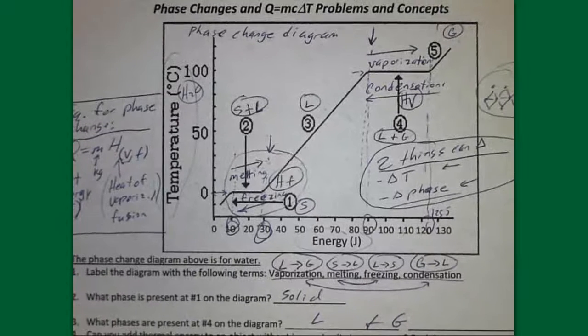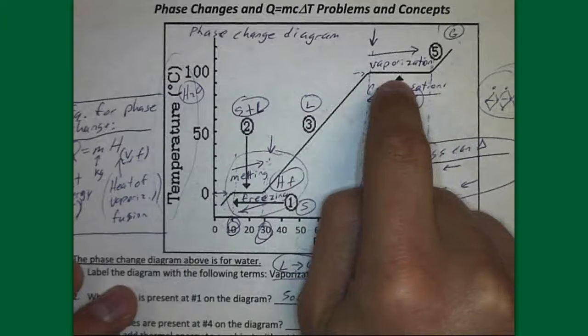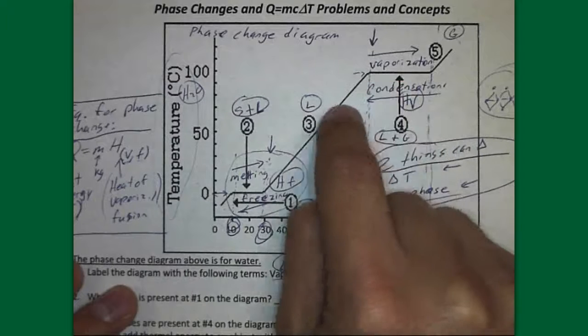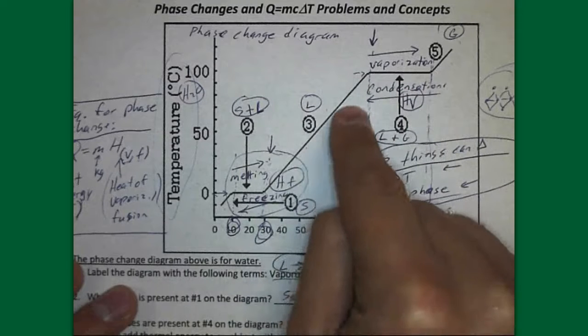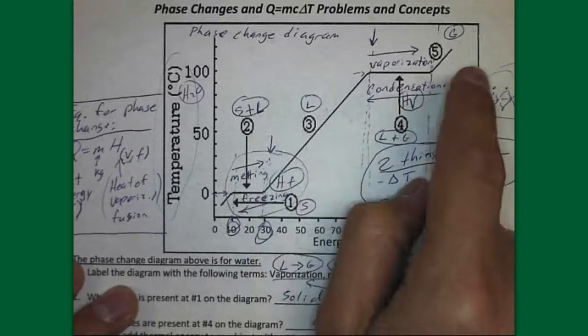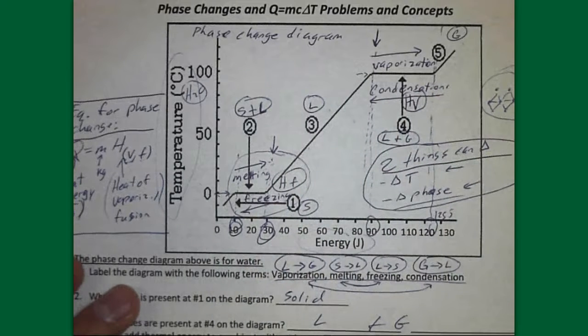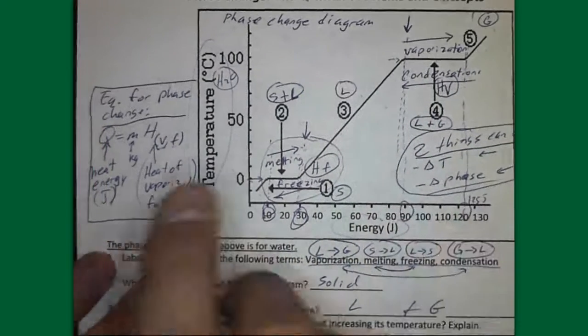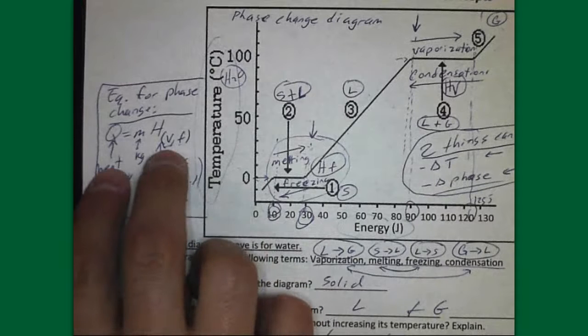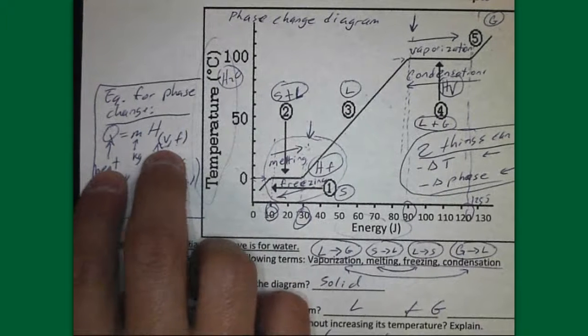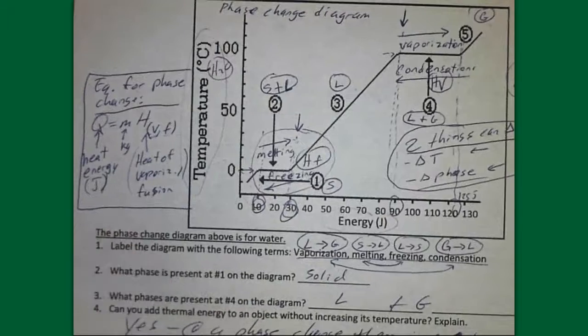There are times, however, on this graph, as I've already said, that the temperature does not change, or the phase does not change rather. Instead, we have temperature changes at 1, 3, and 5. All right. So remember, you either have a phase change or you have a temperature change. We've already talked about phase changes, and this is the equation for a phase change. If you have a temperature change, it's a slightly different equation.